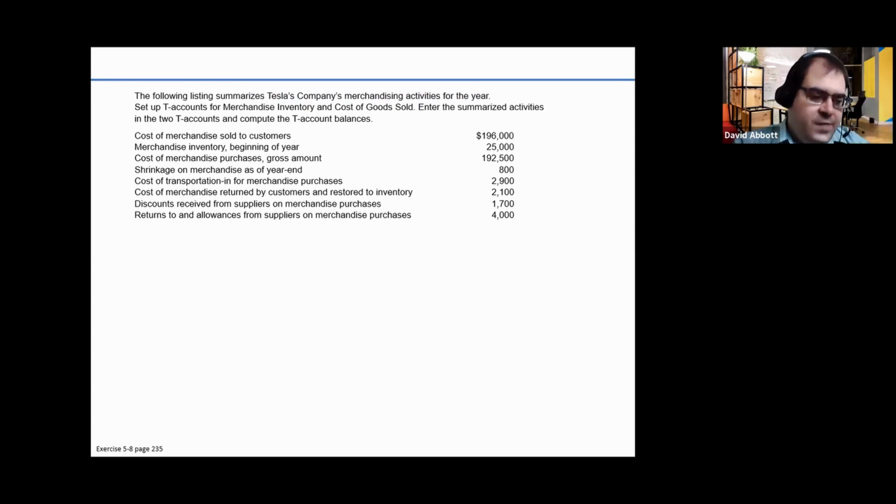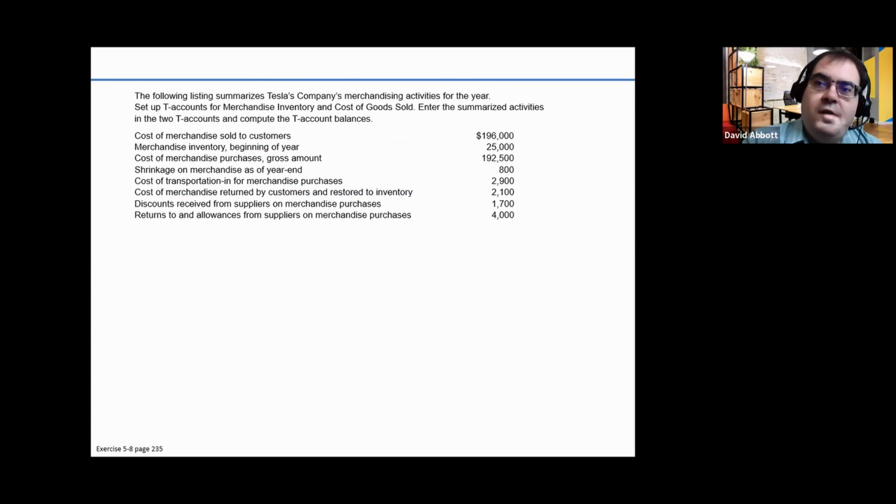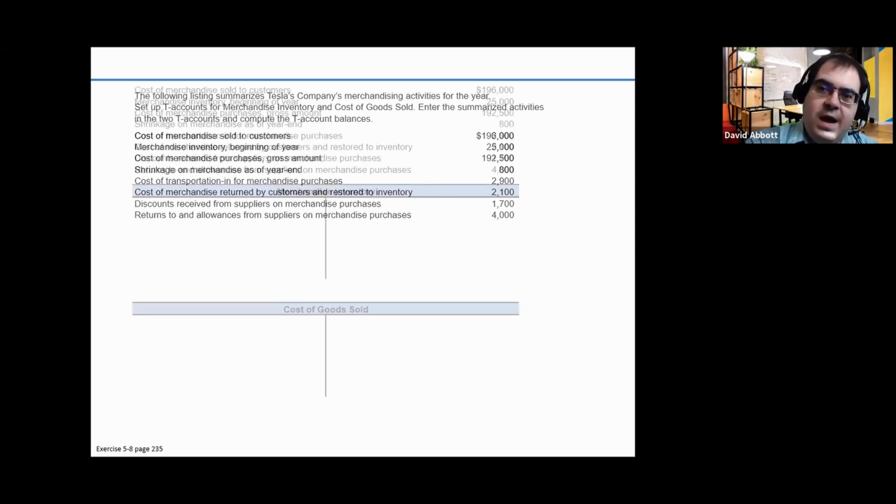Okay, so this is similar, but we're going to go ahead and set up our T accounts. It helps us again to understand the relationship of how these things work. So the following listing summarizes Tesla's company's merchandising activities for the year. Set up T accounts for merchandise inventory and cost of goods sold. Enter the summarized activities into the two accounts and compute the T account balances.